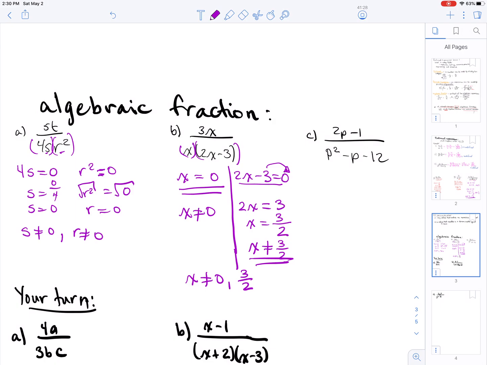Now for C, we have a quadratic on the denominator. So we need to pull out the whole quadratic, which is p squared minus p minus 12, and set that equal to 0. Now, as part of our quadratic unit, we learned to factor. So let's factor this out. I have p and I have p. I'm going to set the whole expression equal to 0. What times what equals negative 12, but adds together to make minus 1? Well, I have minus 4 plus 3.